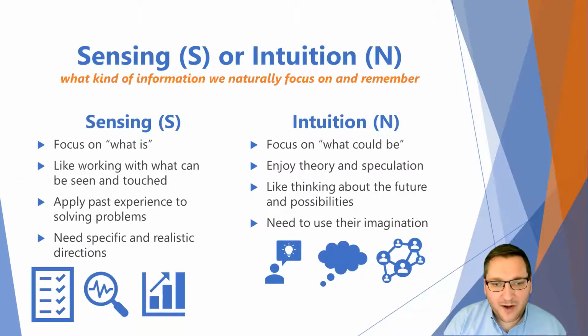The next preference pair is sensing, the letter S, or intuition, the letter N, and it determines how we take in information or what information we choose to focus on. Those with a preference for sensing tend to focus on what is, as determined by their ability to see, touch, hear, smell, or taste. Those who have a preference for intuition, N, tend to focus on what could be, theories and speculation, and prefer to use their imagination.